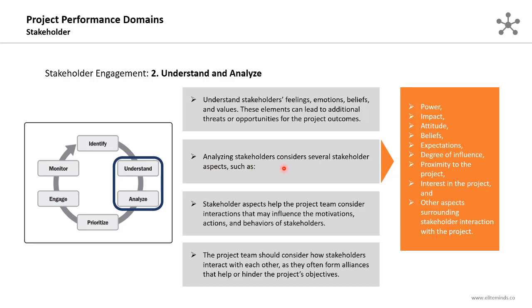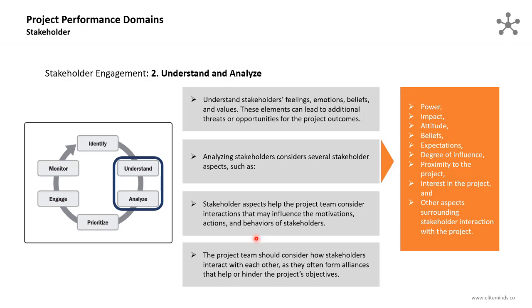Then analyzing stakeholders, considering several stakeholder aspects. Some of the aspects we will analyze the stakeholders based on include the power, impact, attitude, beliefs, expectations, degree of influence, proximity to the project, interest in the project, and other aspects surrounding stakeholder interaction with the project. Stakeholder aspects help the project team consider interactions that may influence the motivations, actions, and behaviors of stakeholders.